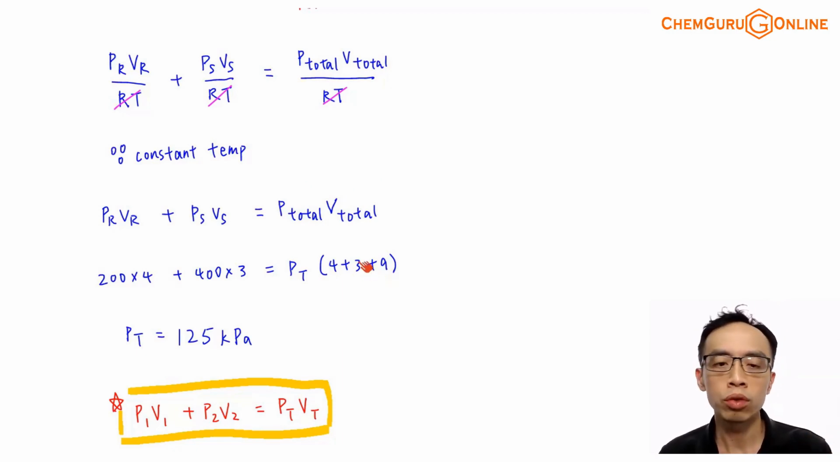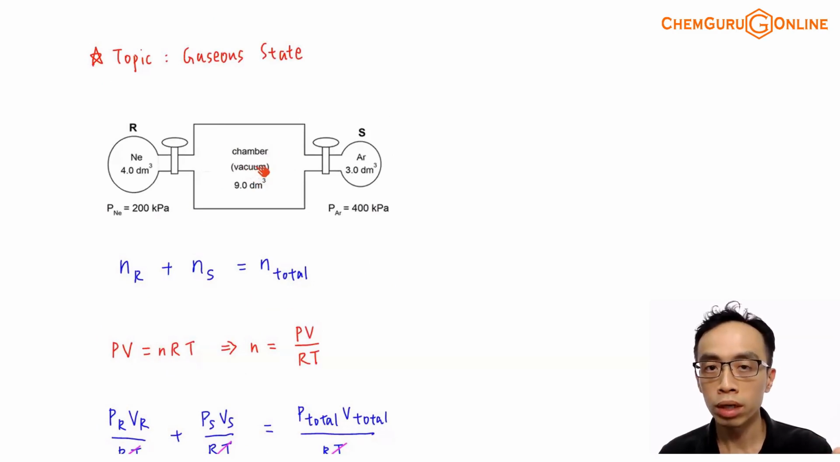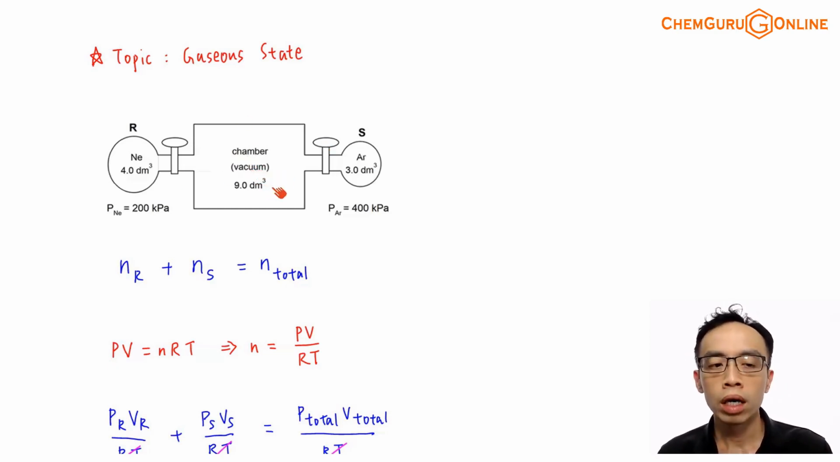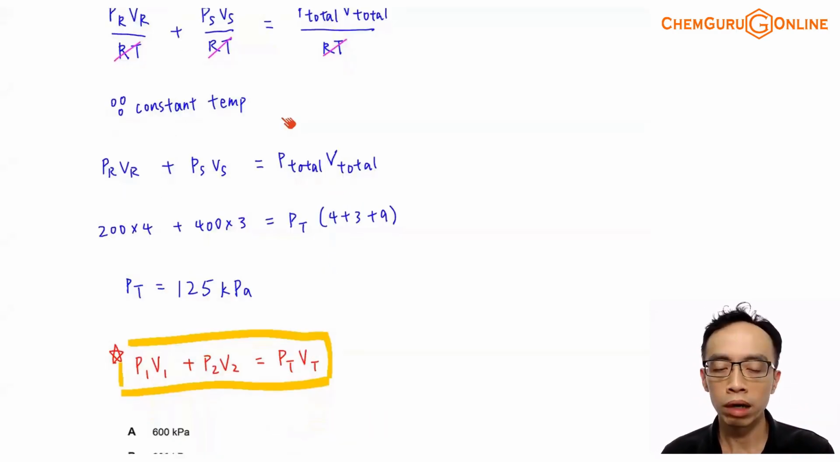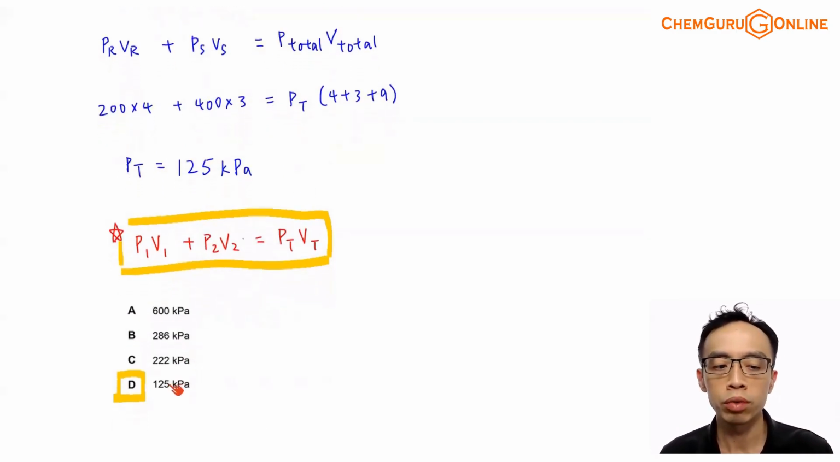Now in this case, we need to remember to include the volume of the chamber, because when the valves are open and the gases in R and S are allowed to fill the entire chamber, the total volume will be the volume for R plus the volume for my chamber plus the volume for S. We will have an equation involving total pressure. I can just solve for total pressure. Total pressure will be 125 kilopascal. So the answer to this question will be D, 125 kilopascal.